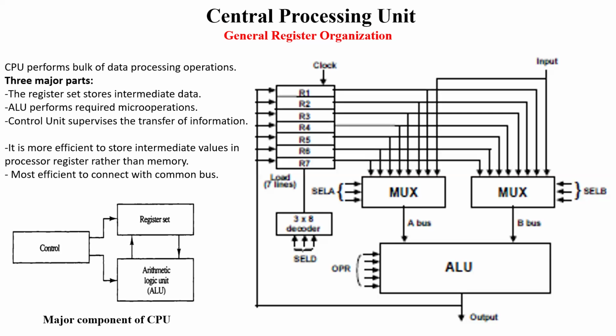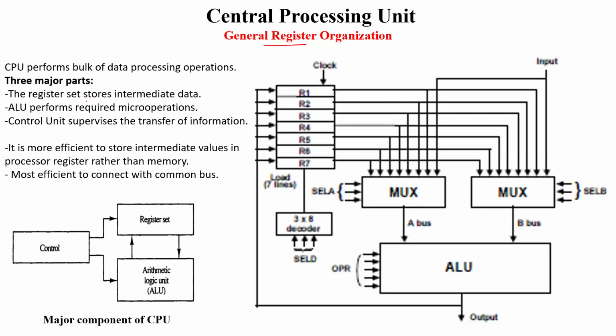Okay, so what is the name here? General register organization. We are going to talk about the general registers associated with the processor, and how those registers are organized to perform some particular micro operation. The CPU, the central processing unit, performs the bulk of data processing operations. We have seen how much information we are able to obtain even within a millisecond, and in space communications, what happens within a fraction of nanoseconds. So it has three major parts.